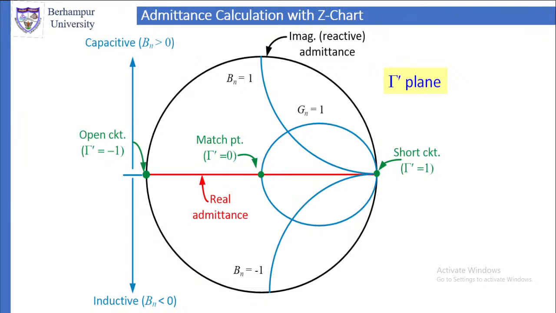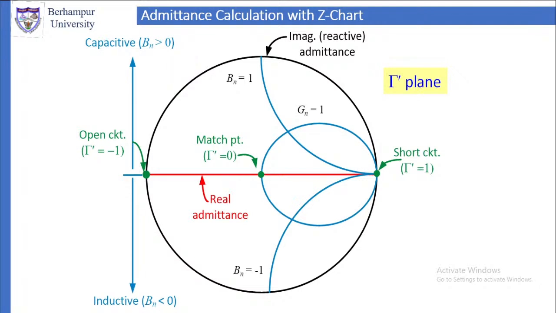Then the center point will be gamma dash is equal to 0. There it was gamma is equal to 0. In this case, gamma dash is equal to 0. Now gamma dash is equal to minus gamma. Therefore, for the center point, gamma is equal to 0. That represents the matching point.